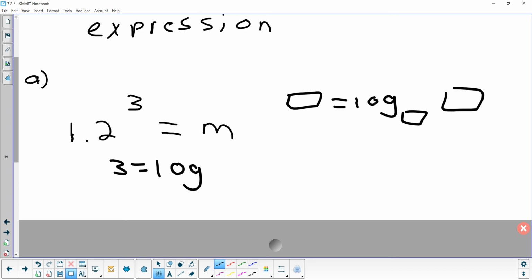What about my base on my log? The base is what type of logarithm I'm doing. I'm doing a log with a base of, yep, 1.2.